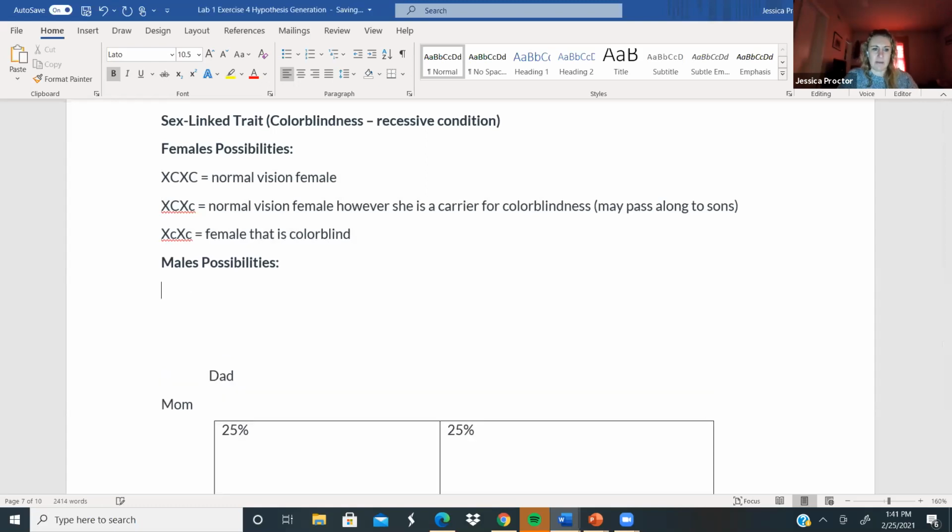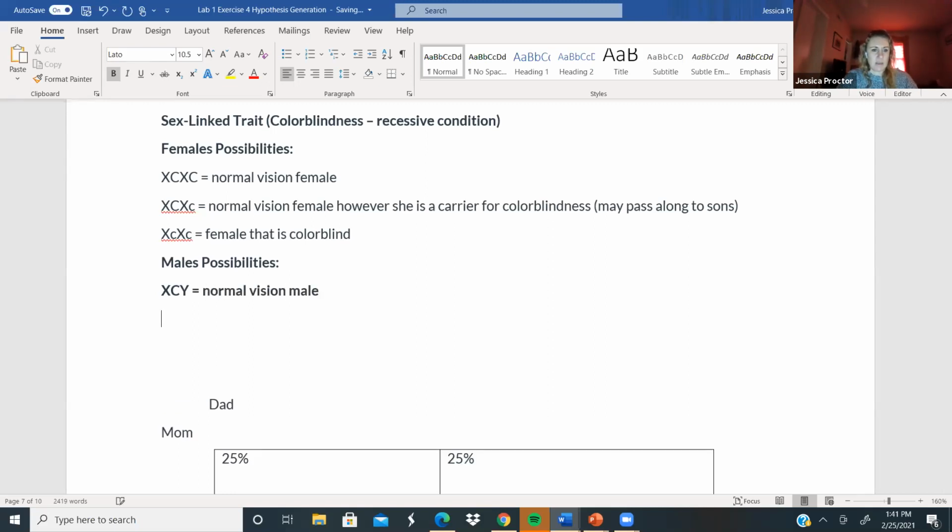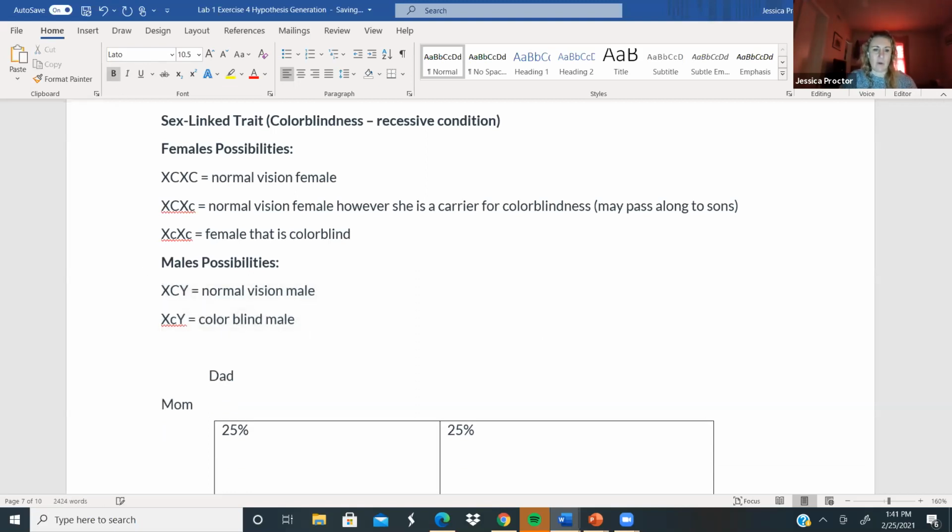All right, and then for males, they only have two possibilities. If they're X big C Y, that's a normal vision male. And then if he has a recessive lowercase c on his X, then that is a colorblind male. So for males, since they only have one X chromosome, if they carry that recessive little c on their one X, then that male is colorblind.